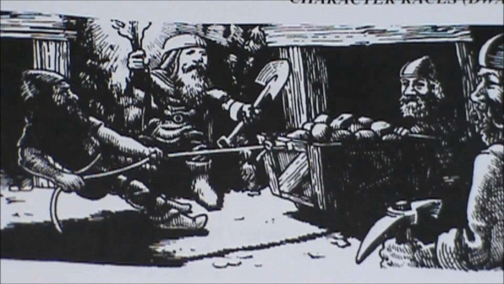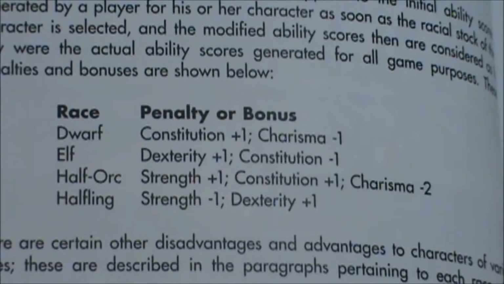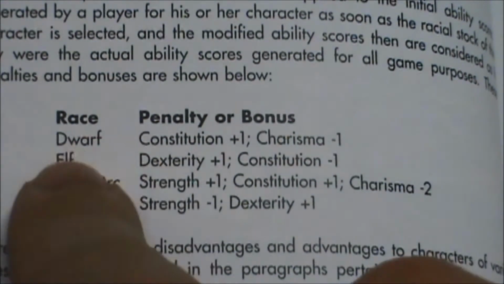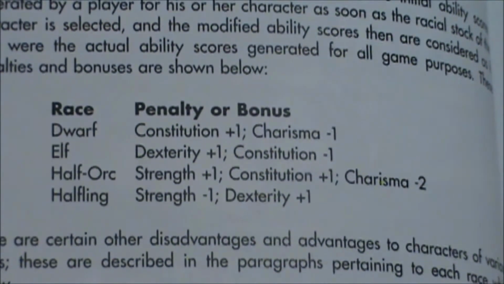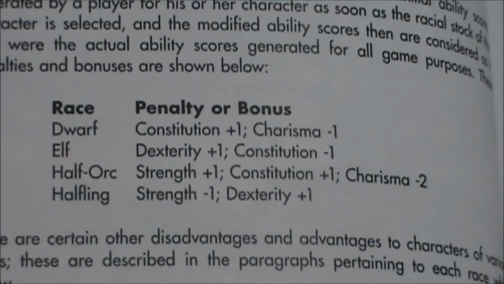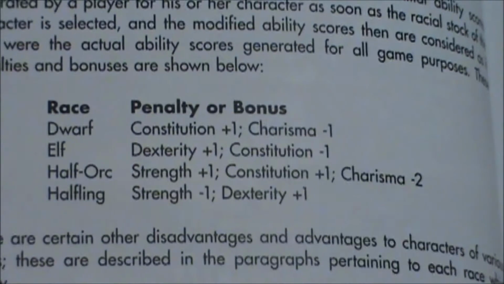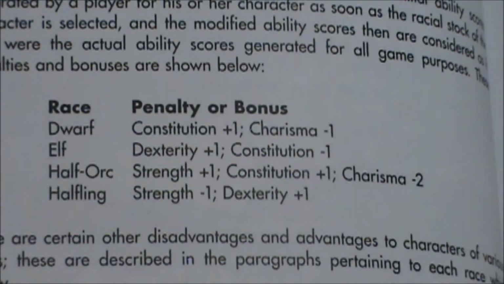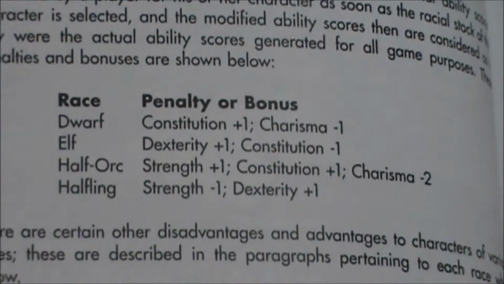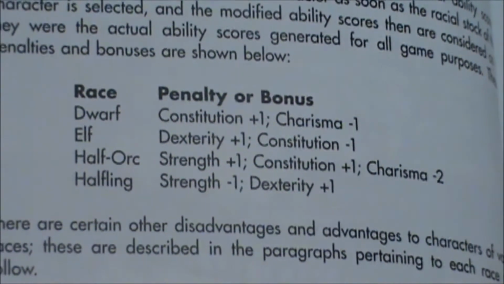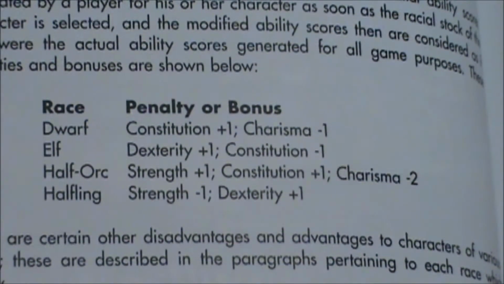So, dwarves, what are they all about? Well, one thing you see here is the races are going to have some sort of impact on those ability scores that you rolled before. A dwarf's constitution is going to be higher and his charisma lower. And then we see the elf, the half-orc, and the halfling. Oddly enough, I don't see the gnome listed there. Maybe there's an explanation for that. But there are the basic adjustments.